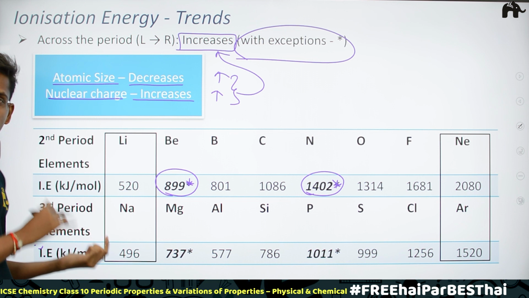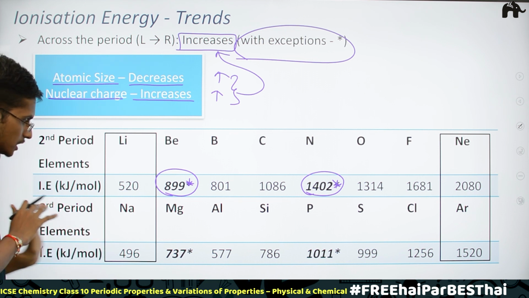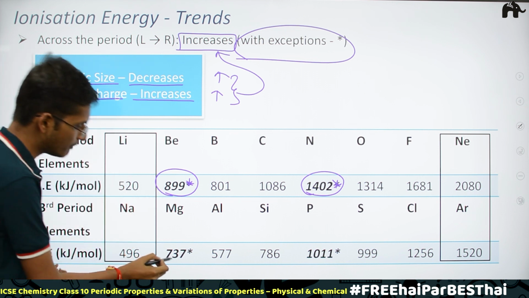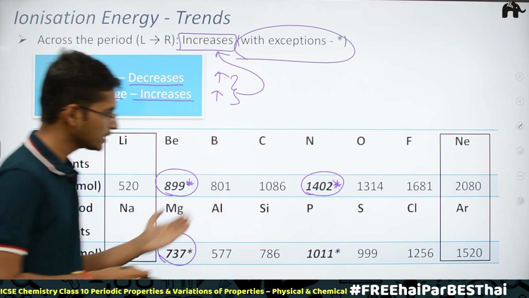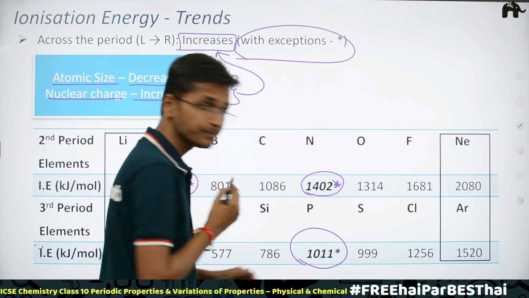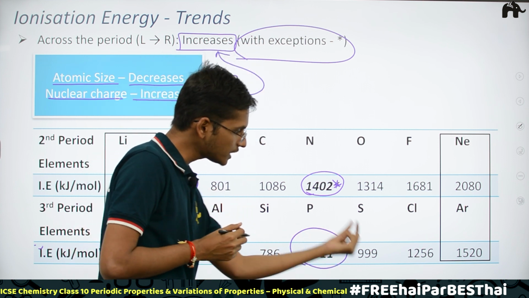The same pattern you would observe when we see the third period elements. From sodium to magnesium, magnesium would show exceptional behavior because it has more ionization energy than aluminium. Similarly, phosphorus would show exceptional behavior because it shows more ionization energy than sulfur.